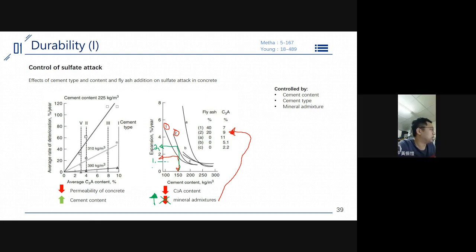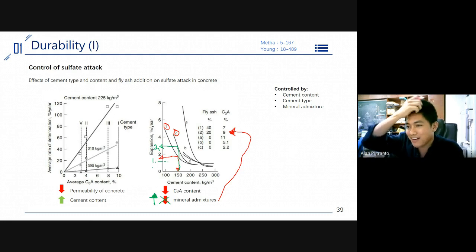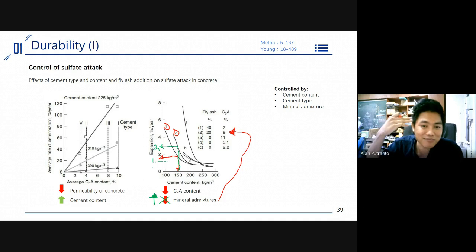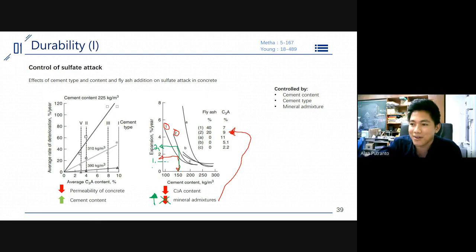But for the mineral admixture, the professor would like to double check and maybe tell us next week. Sorry, I think I made some mistake after I read through this graph. 他说他确认他可能看错了，他重新读过后。After I tried to draw, yeah, maybe I made some mistake. So sorry about that.